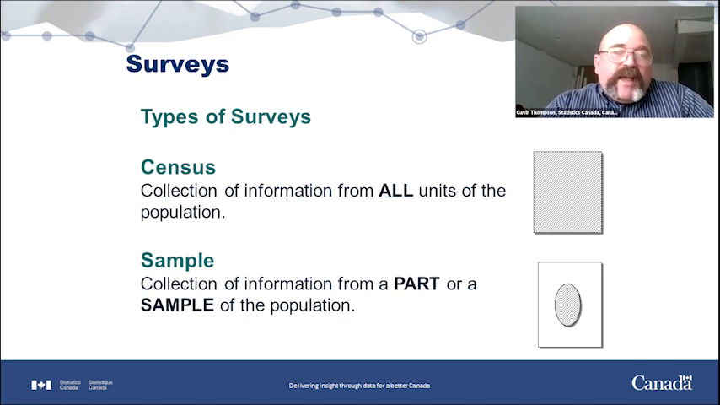What kinds of surveys can we have? So census or a sample survey. So when we talk about a census, we talk about collecting information from all of the units in the population. A lot of people sort of say, well, a census isn't a survey. It is. It's just a survey with 100% coverage.